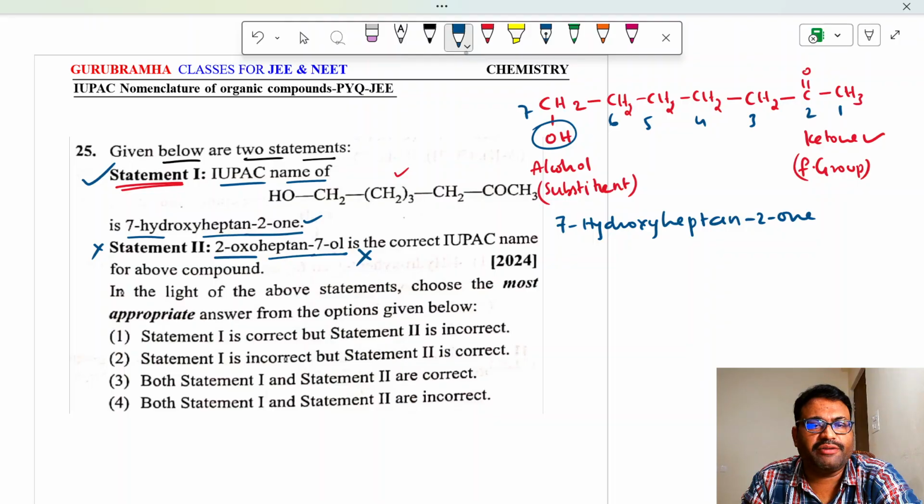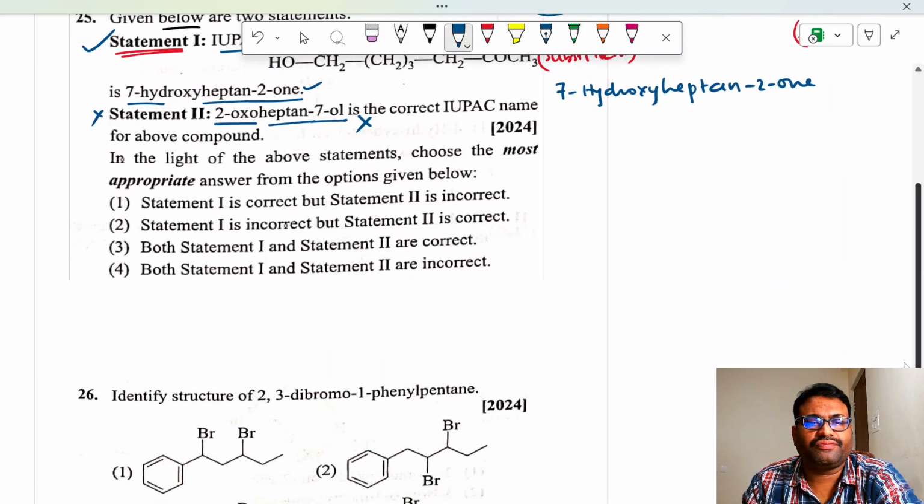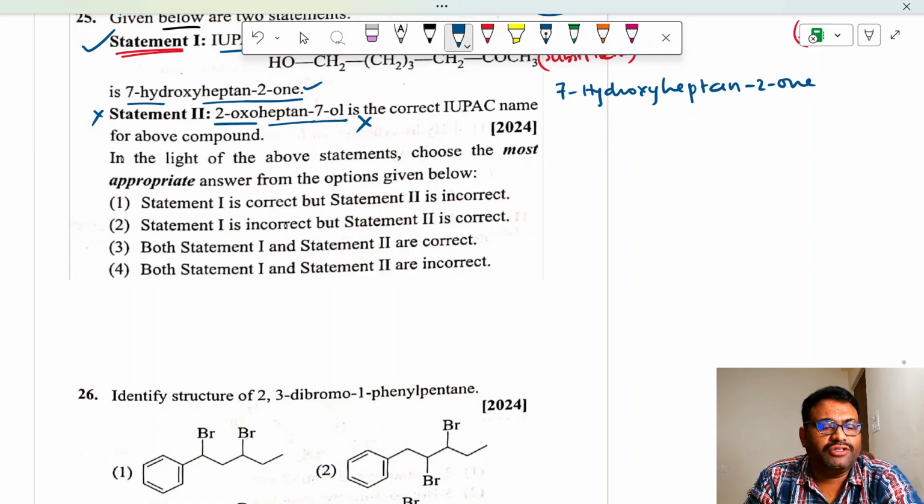Because in statement 2, he has considered the ketone group as having less priority, so he has considered it a substituent. But among alcohol and ketone, which has more priority? Ketone has more priority. So statement 2 is wrong. Statement 1 is correct and statement 2 is incorrect. So that is the first option.